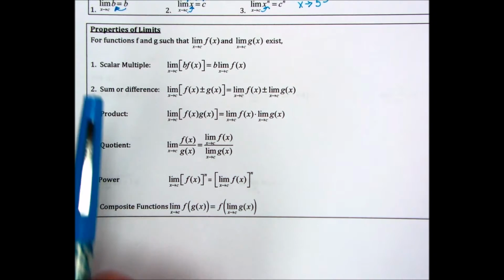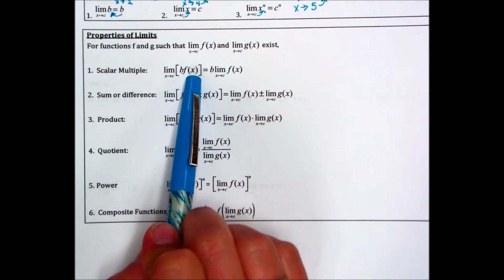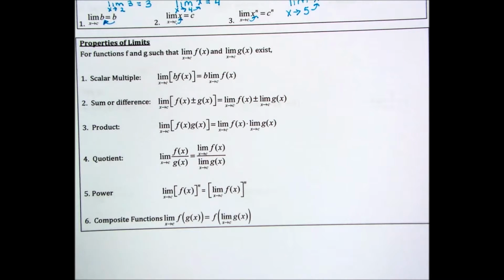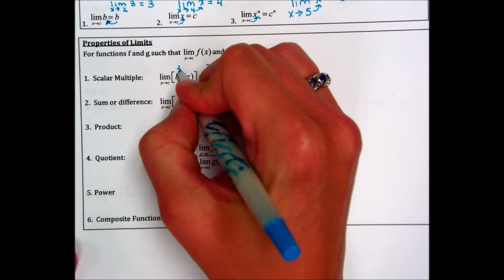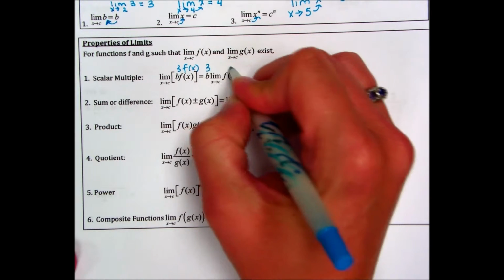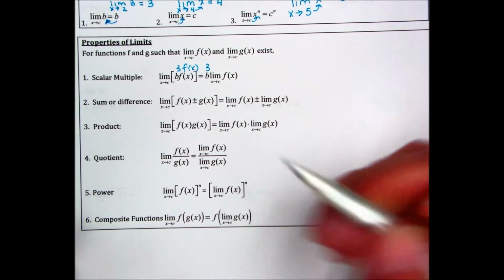And what do they mean? Well, here we have a scalar multiple. So if I take a number, let's say 3, and I multiply it by the function f of x, that would be the same thing as taking the 3 on the outside, finding the limit first, and then multiplying it by 3.